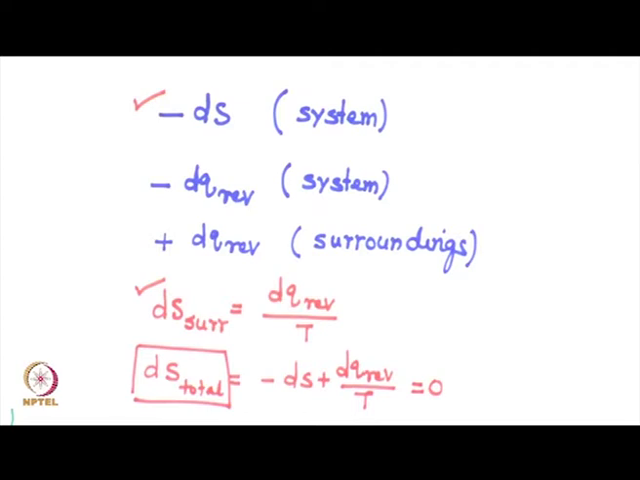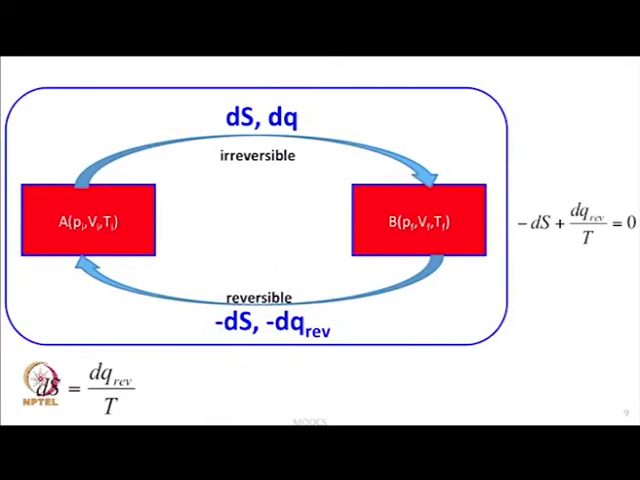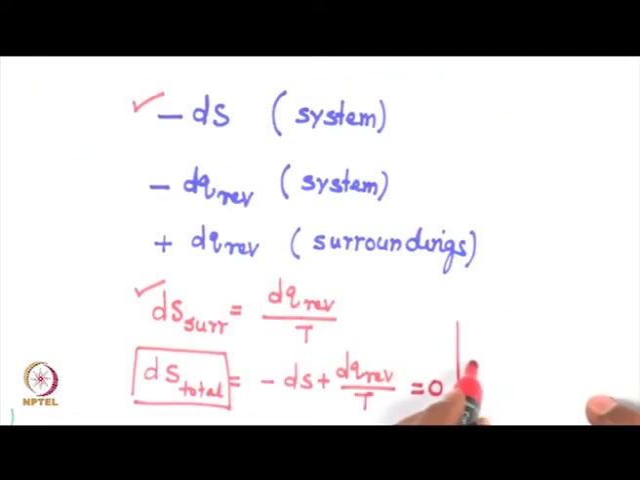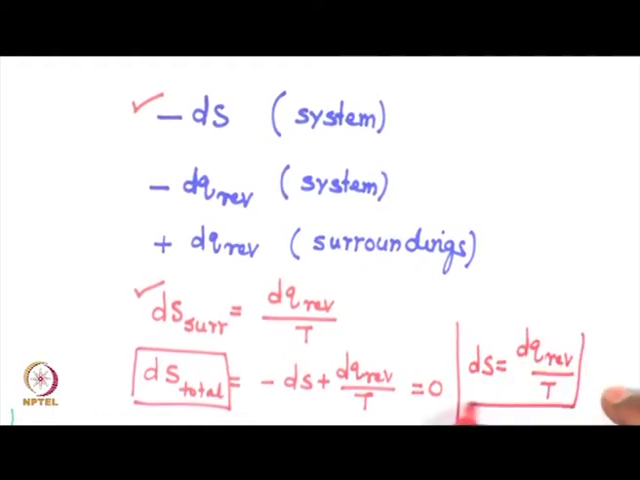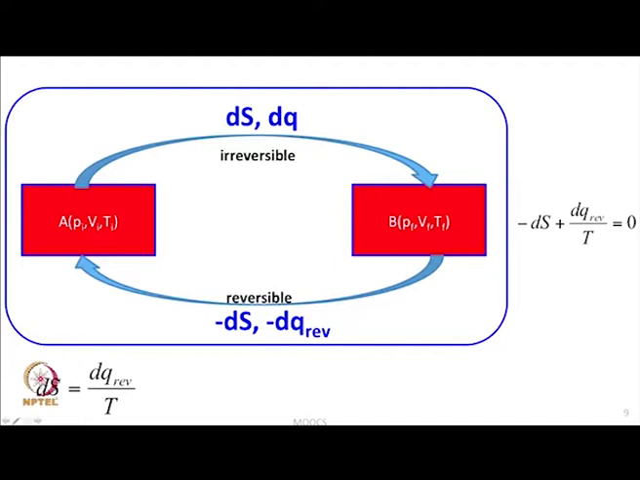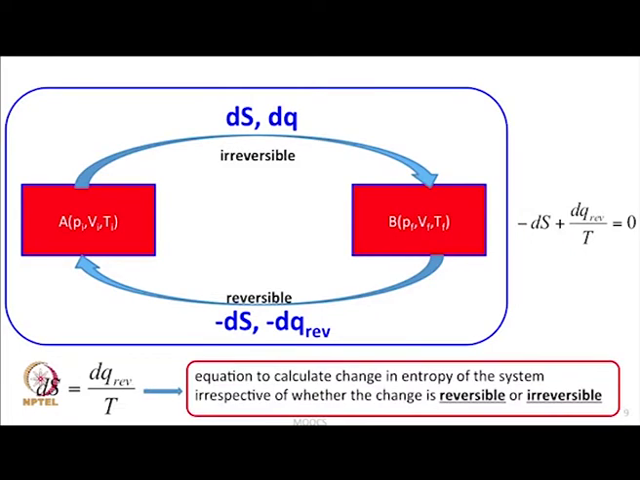Now, when you rearrange this, what you get is ds is equal to dq reversible by T. So, very important formula. ds is equal to dq reversible by T. Let us take a look at the slide. And this is the formula or equation to be used to calculate change in entropy of the system, irrespective of whether the change is reversible or irreversible. Remember that entropy is a state function. Therefore, whether the process is reversible or irreversible, as long as we maintain the temperature constant, it doesn't matter.